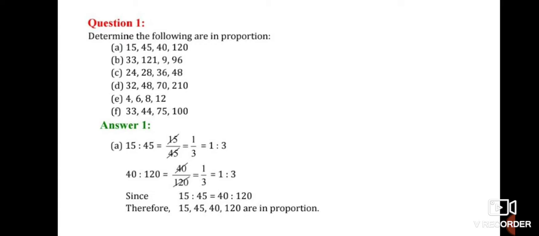In proportion, we have four numbers. We find the ratio between the first two numbers and the ratio between the last two numbers. If the ratio of the first two numbers is equal to the ratio of the last two numbers, then we can say that the given numbers are in proportion. If not, then we say that they are not in proportion. For this, we have to find the ratio between the first two numbers. So here the numbers are 15, 45, 40 and 120.